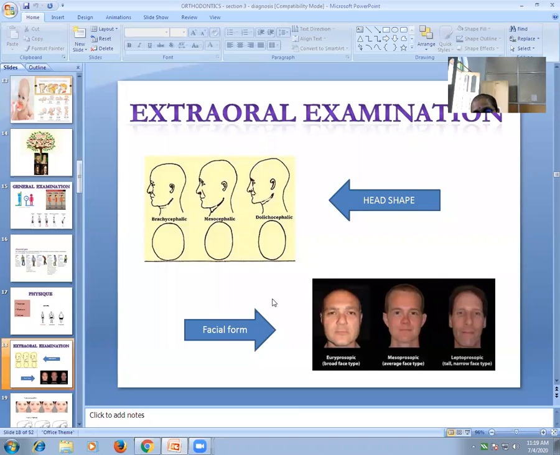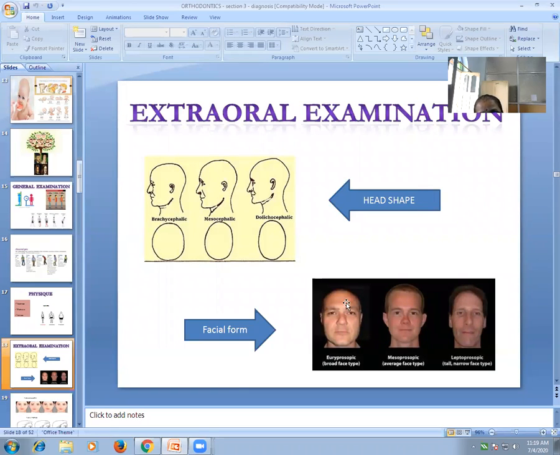Coming to facial form again, euryprosopic, mesoprosopic, and leptoprosopic. What is mesoprosopic? Mesoprosopic is a normal face. That means when you take the facial index, the measurement of facial height and the bizygomatic width, the height is more than the width in mesoprosopic.